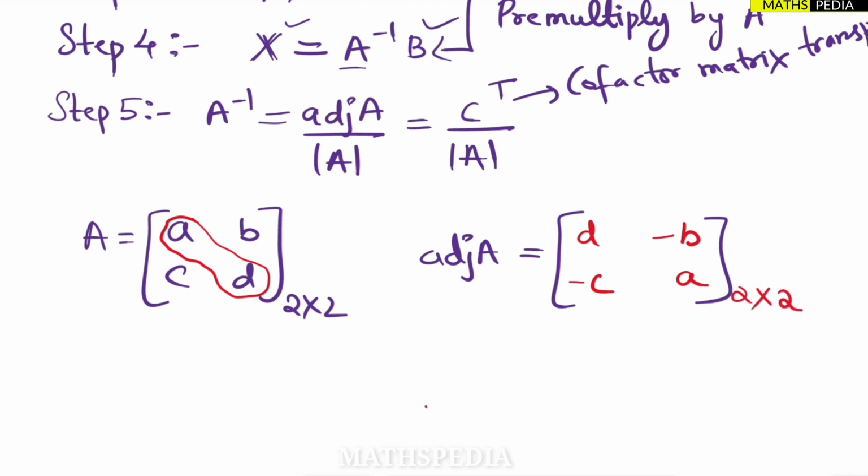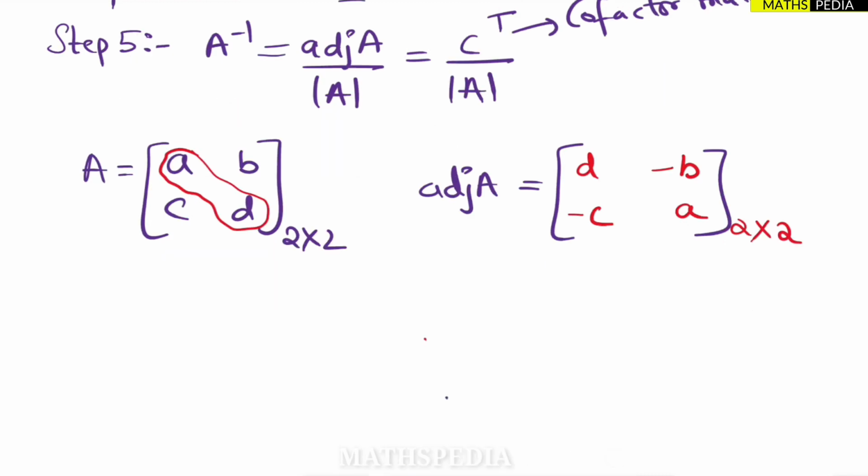So no need to go for the cofactor matrix and then find the transpose in the case of a 2 cross 2 matrix. For 3 cross 3 we'll find it, but for 2 cross 2, directly interchange the diagonal elements, and for the non-diagonal elements just change the sign. So after finding this, what will be step 6? After finding A inverse, substitute in X equal to A inverse B, right? A inverse we got, substitute in that, and you will get the X matrix.